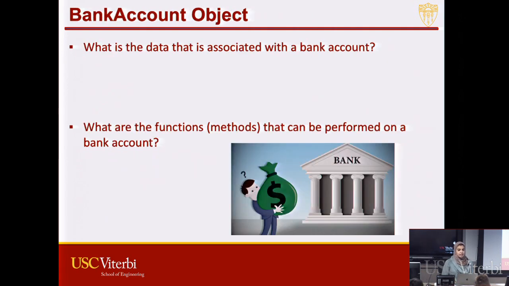So let's have another example. We have a bank account object. What is the data that is associated with a bank account? What do you guys think? What kind of data do we need? Yeah. Bank balance, name, account number, what else? Maybe address, social security number. What are the functions or methods we can perform on a bank account?